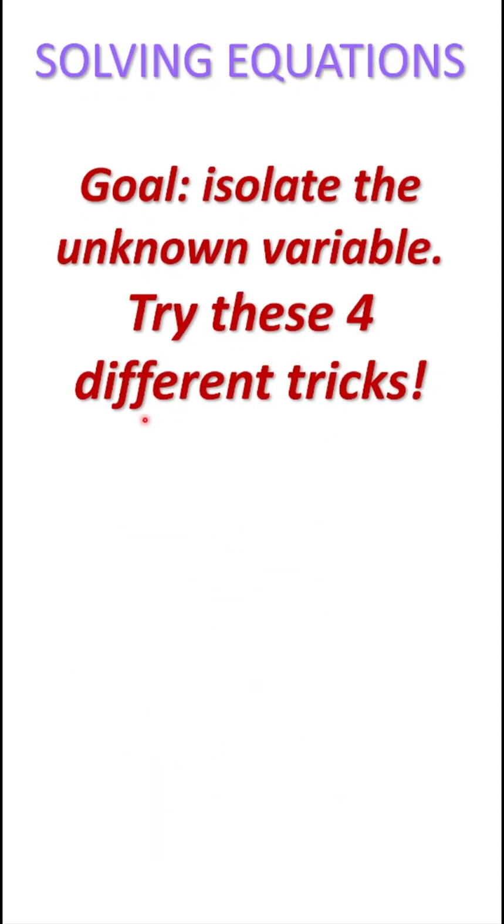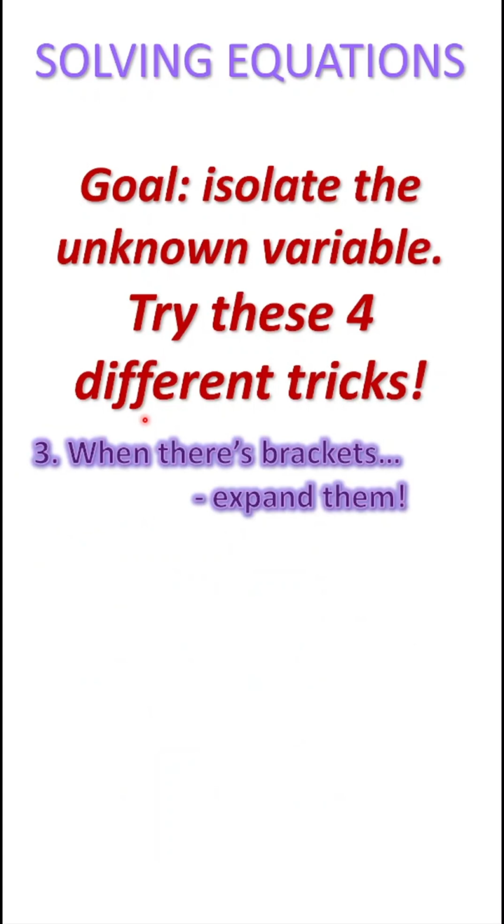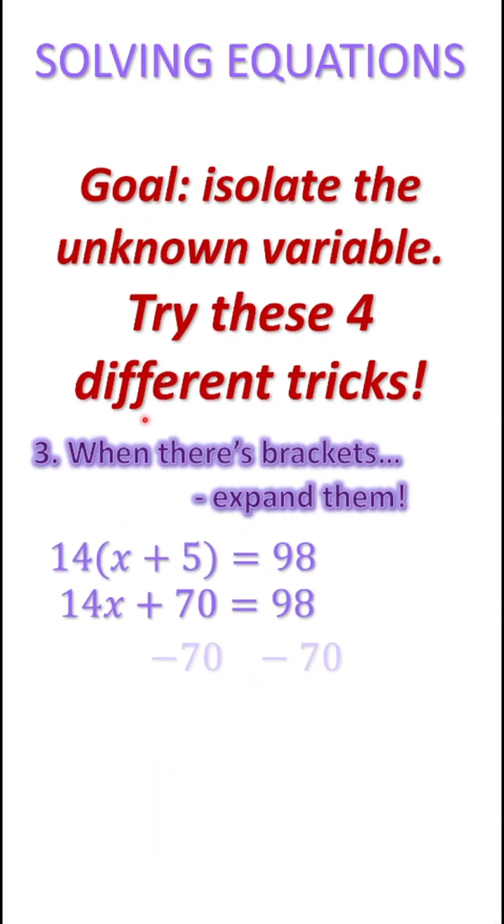Now you might get lots of brackets around terms to deal with, especially with fractions, so you want to get rid of them by expanding in order to finish the solve, which makes it simple. We can minus the 70, divide by 14 to get x is 2.